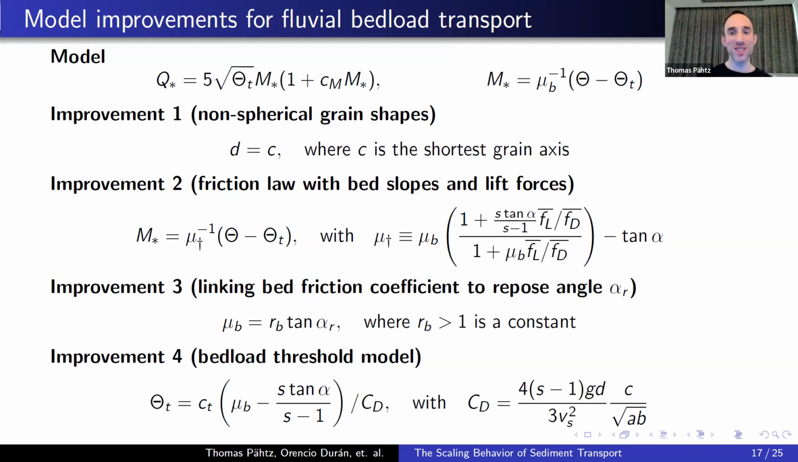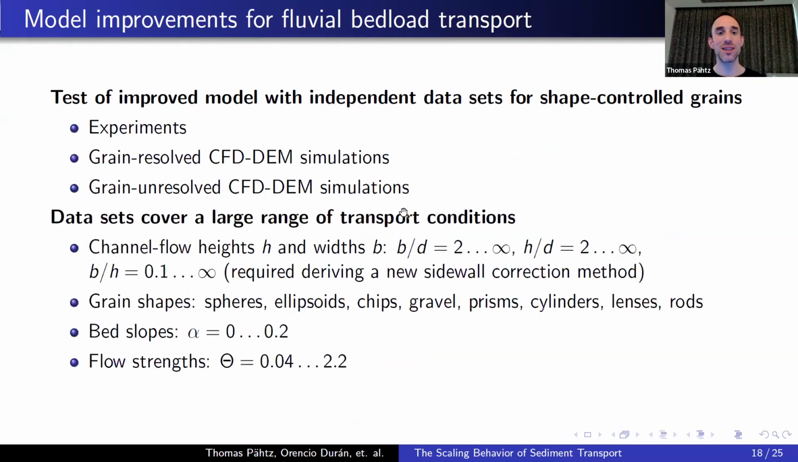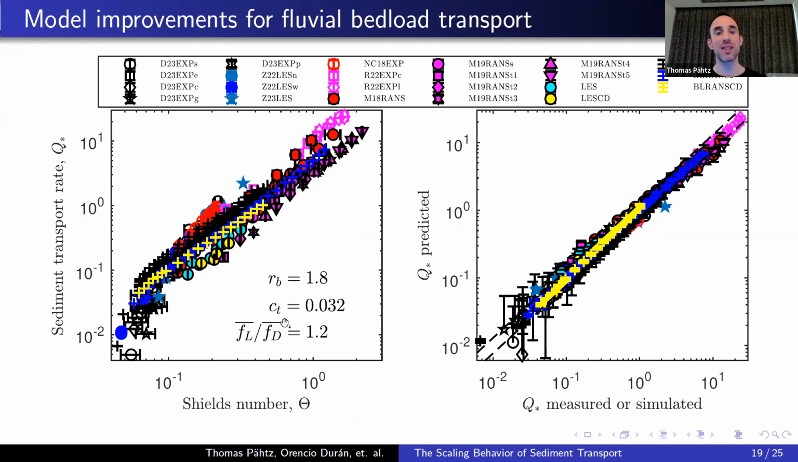I was not entirely honest on one point. When I said in this slide that I fitted this value F_L mean to F_D mean to 1.2, this is actually only true for the experiments and the resolved simulations. The unresolved ones don't use lift force. They have lift force equal to 0 by definition.